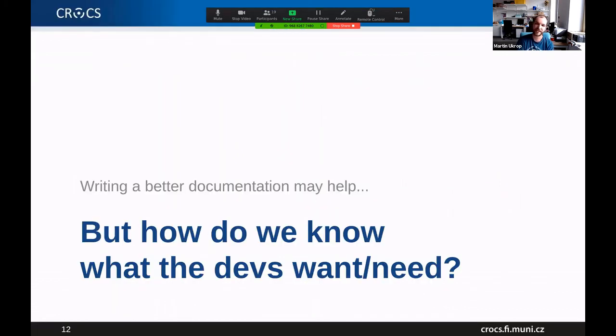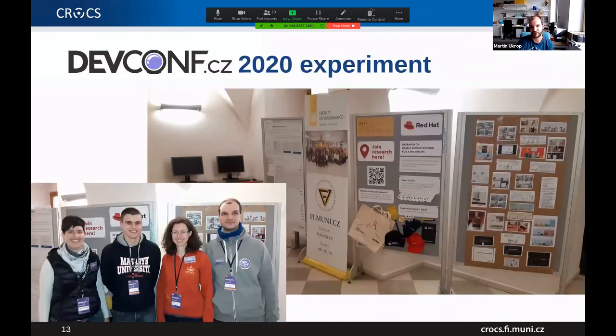So our thinking was that we would like to write a better documentation, but how would we know what the developers want or need in the error message? Would they want it short? Would they want it extra long? Do they want to know what to do, or what the risks are, or what the limitations are? So we decided to ask.